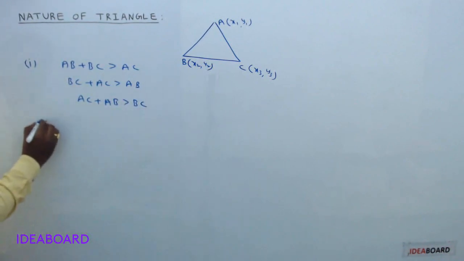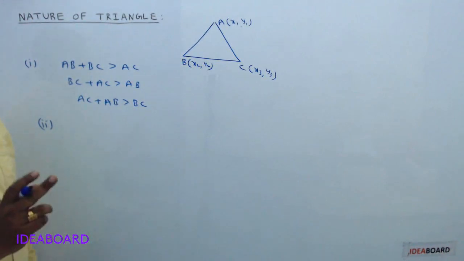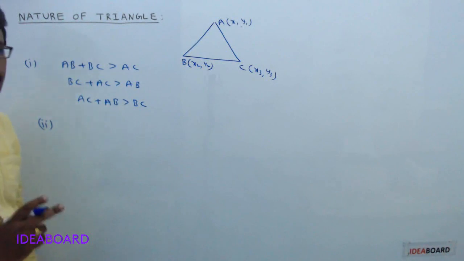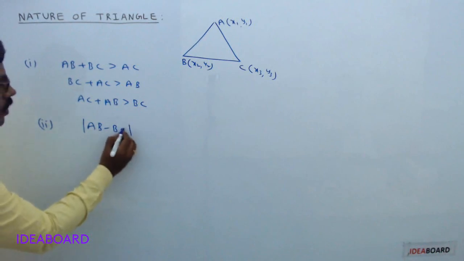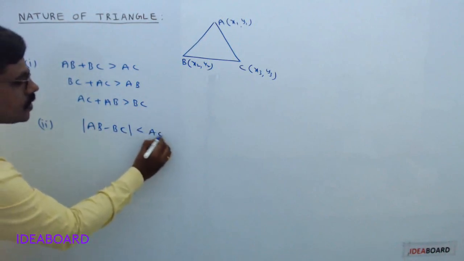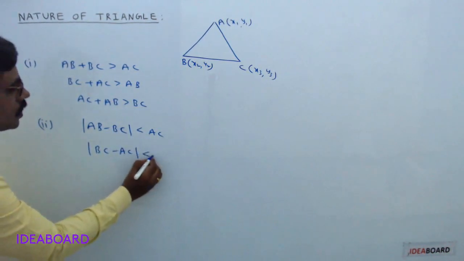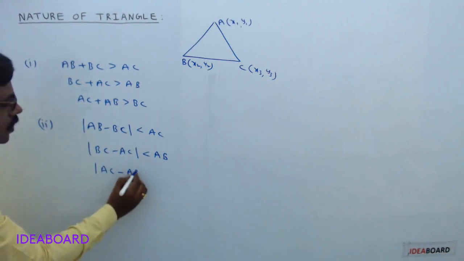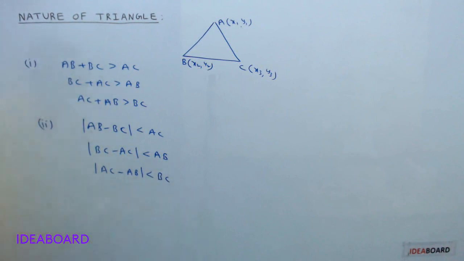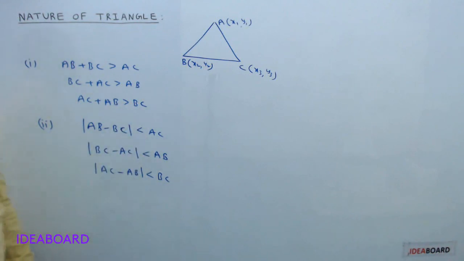Now come to the second point. In any triangle, the difference of any two sides is always less than the third side. That means modulus of AB minus BC is less than AC, modulus of BC minus AC is less than AB, modulus of AC minus AB is less than BC. What is the second property? Difference of any two sides is always less than the third side.